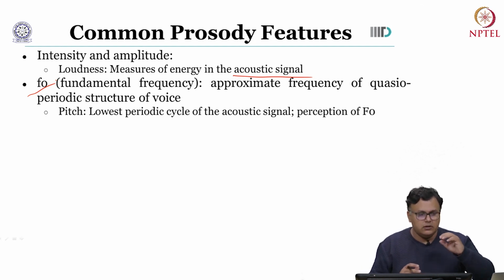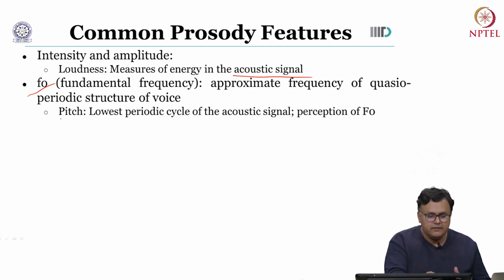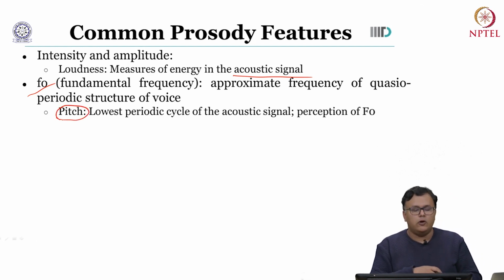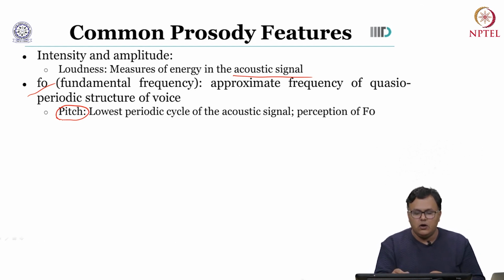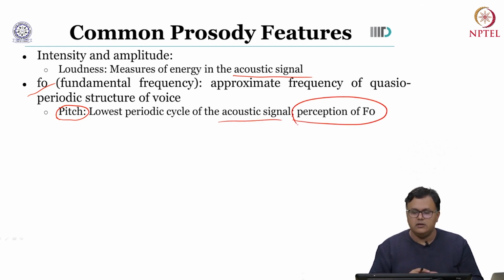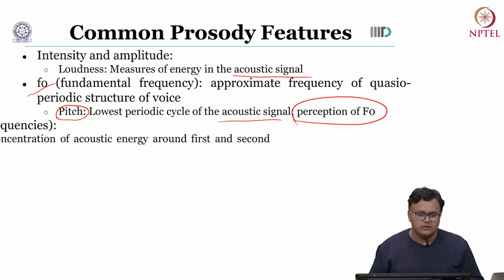And based on the fundamental frequency, from the perception perspective, we have the feature attribute called pitch, which is essentially the lowest periodic cycle of your input acoustic signal. It is commonly referred to as the perception of your fundamental frequency. Typically, this means you will require listeners to be able to quantify the pitch of an input signal. But from a compute perspective, wherein we have an automatic system, we are going to compute the fundamental frequency.